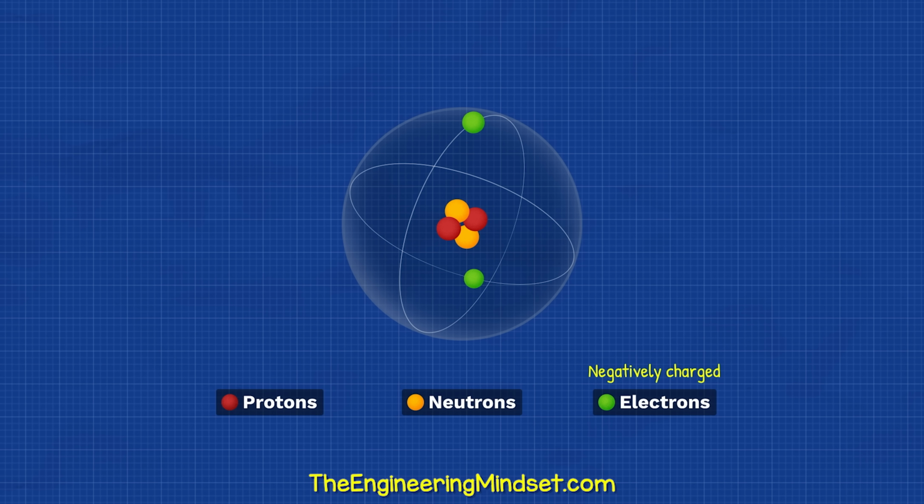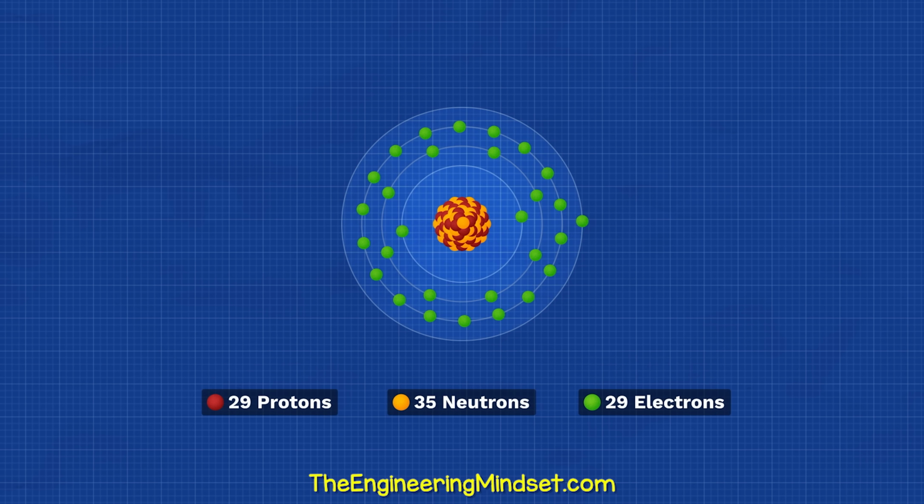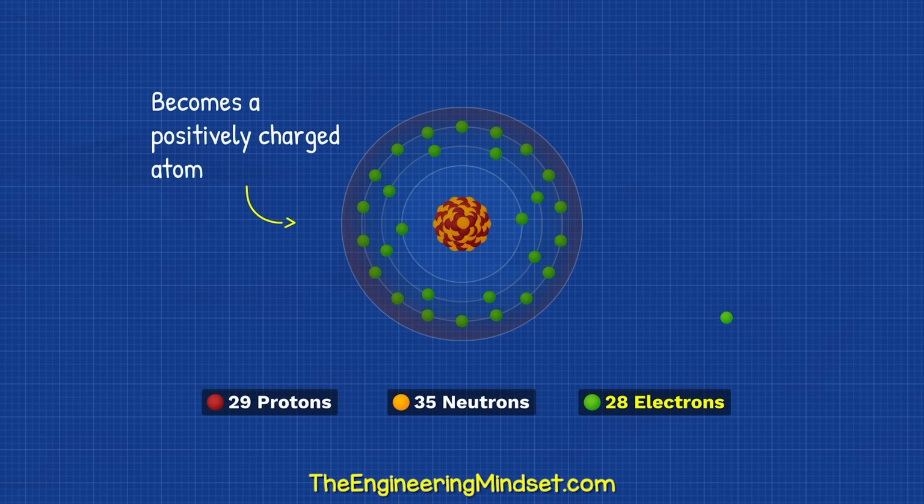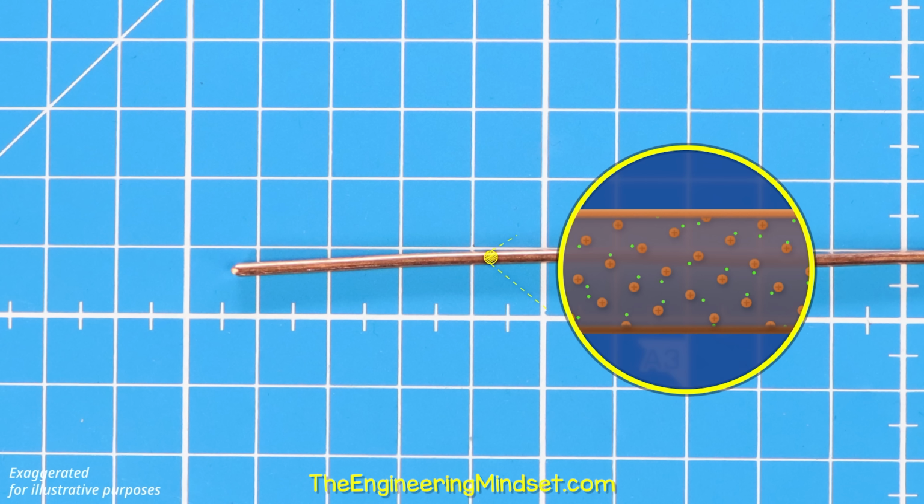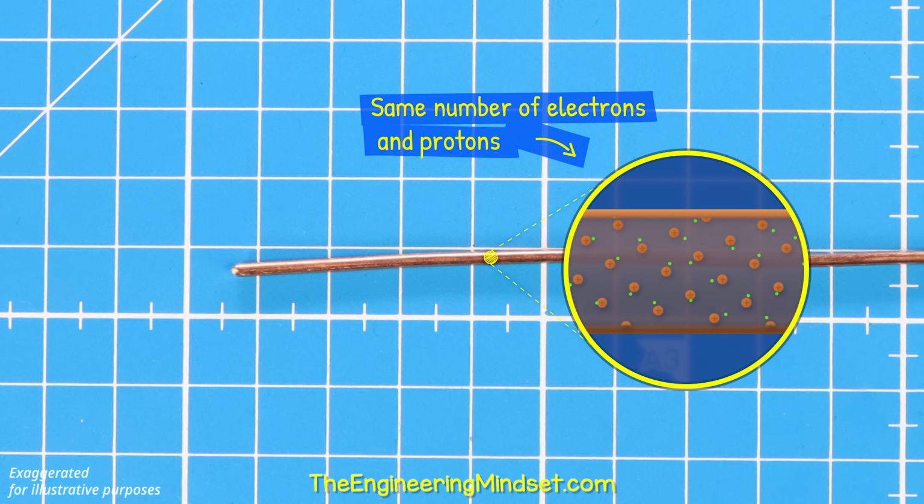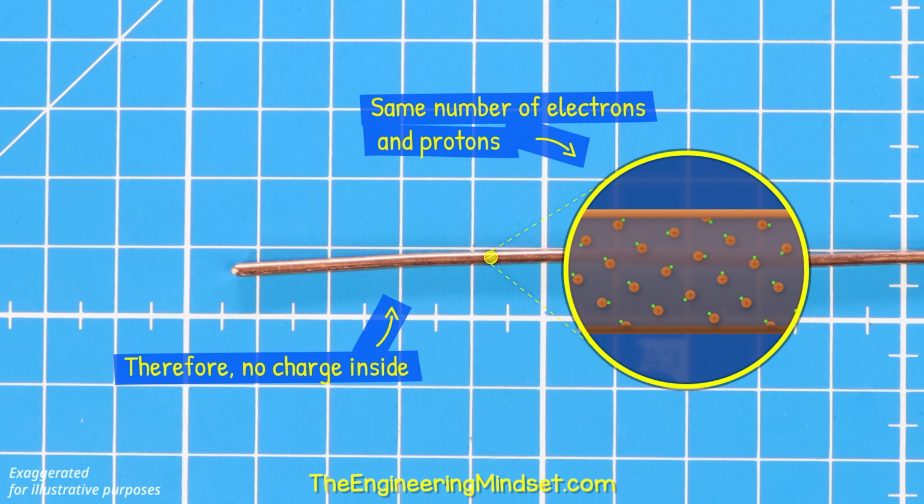The electrons are negatively charged, and the protons are positively charged. Neutrons have no charge. When an electron leaves the atom, there are more protons, so it has a positive charge, and we call this an ion. The copper atoms are all sharing electrons, so inside the wire we have the same number of electrons and protons. Therefore, it is balanced and no charge exists inside the wire.